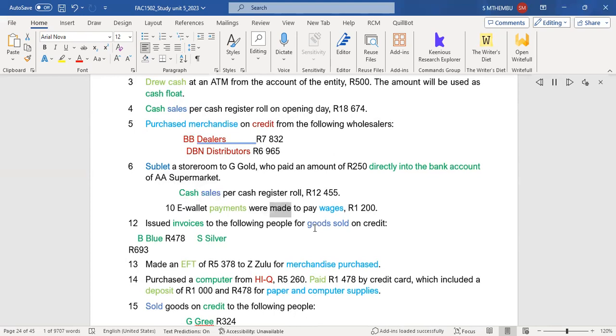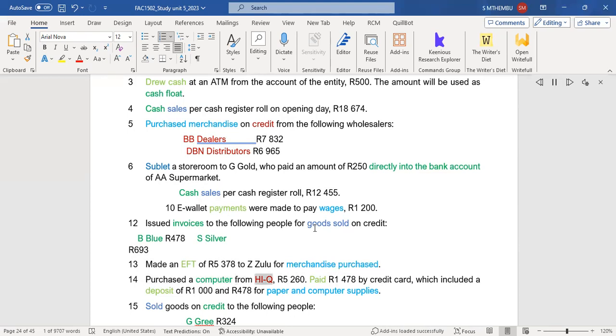10 e-wallet payments were made to pay wages, R1200. Issued invoices to the following people for goods sold on credit. B Blue, R478, S Silver, R693. Made an EFT of R5378 to Z Zulu for merchandise purchased.